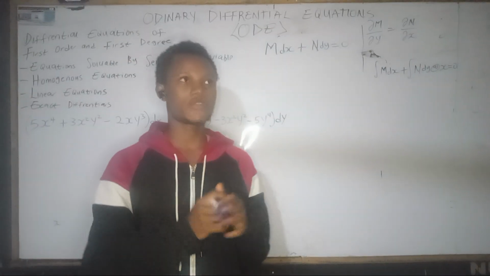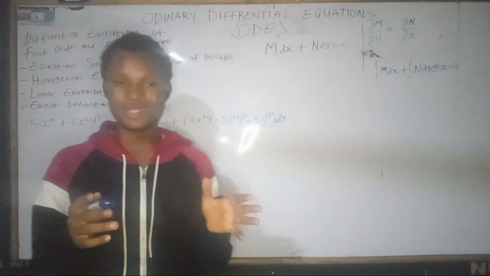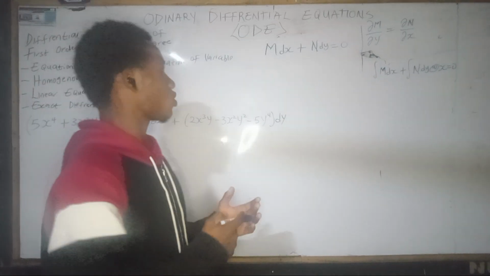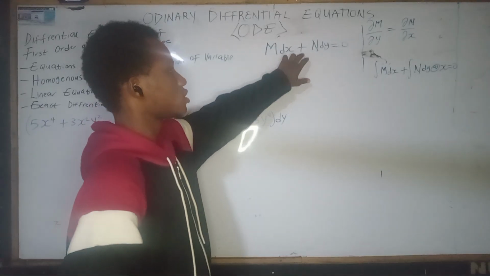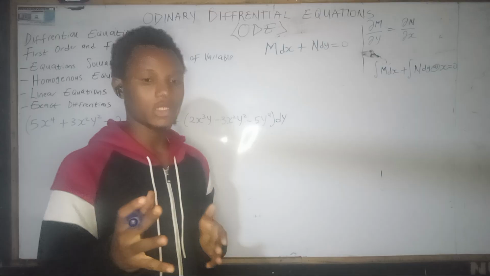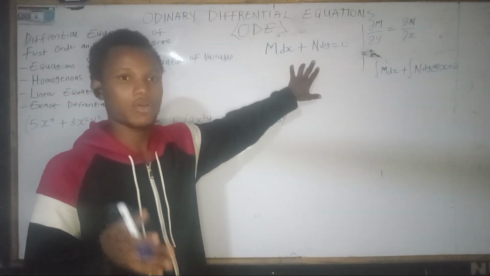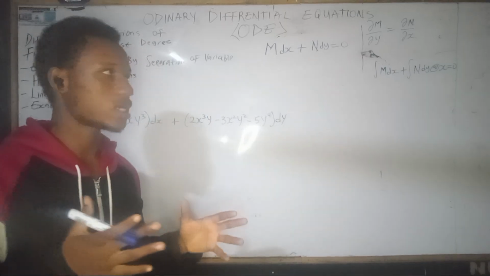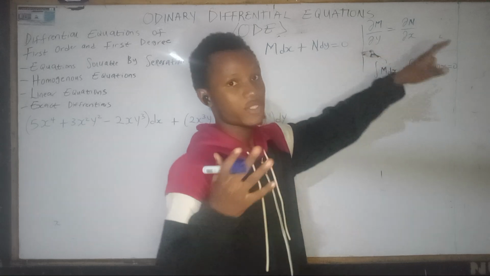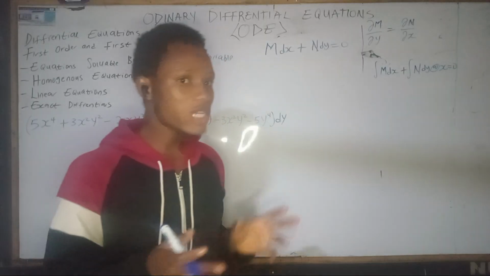And in this particular video, we're going to be talking about the last one on the list here, which is the exact differentials. Now, exact differentials are of the form M dx plus N dy equals 0. But that is not the only thing that makes it an exact differential. What you can use to confirm if it is an exact differential is if the partial differentiation of M with respect to y is equal to the partial differentiation of N with respect to x.